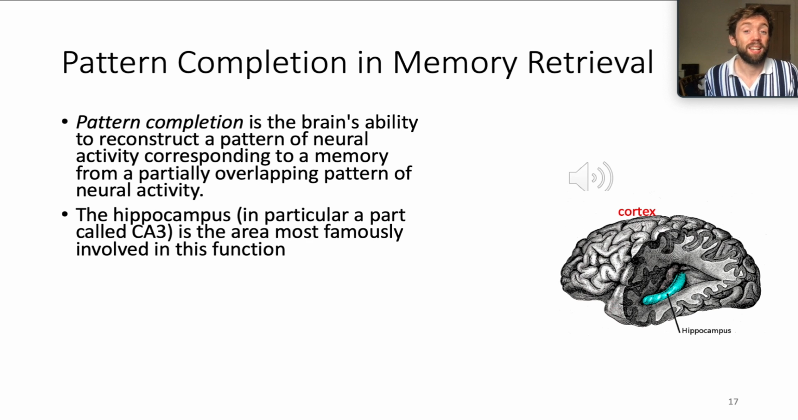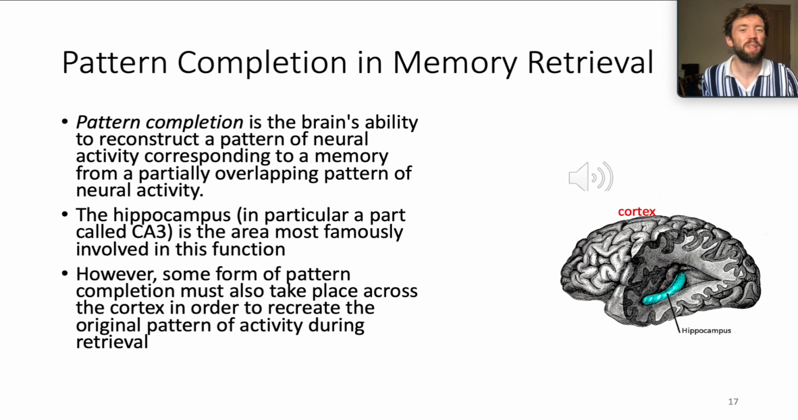The hippocampus, and in particular part of the hippocampus called CA3, is the area that's most famously involved in this function, and it's thought to be particularly good at completing patterns because of a strong recurrent structure to how the neurons in that area are connected to each other anatomically. However, some version of pattern completion likely occurs throughout the cortex and perhaps many other parts of the brain, and this seems to be essential in order for you to recreate a pattern of activity that you're experiencing all across your cortex.